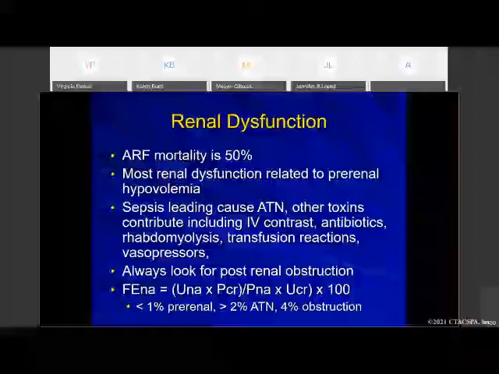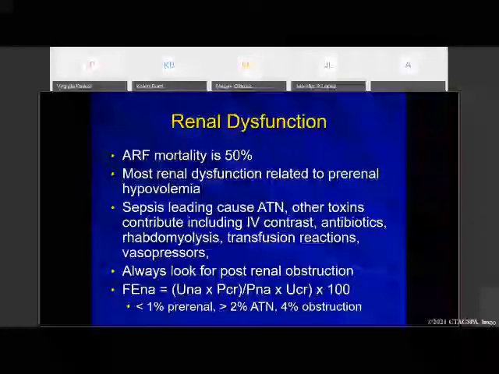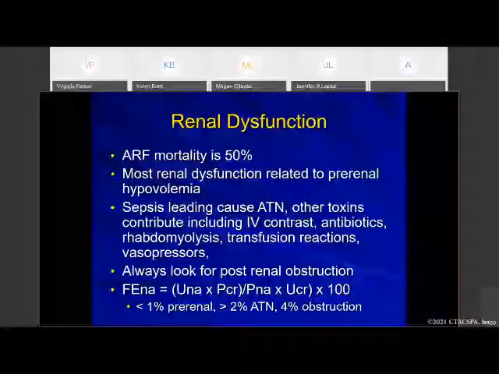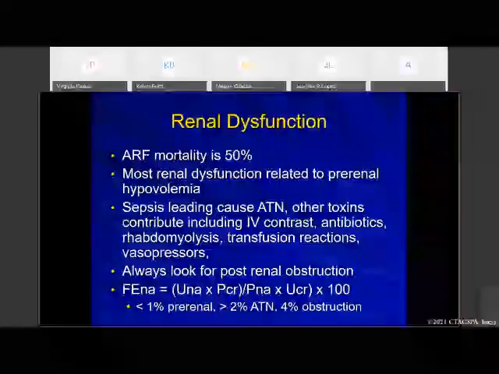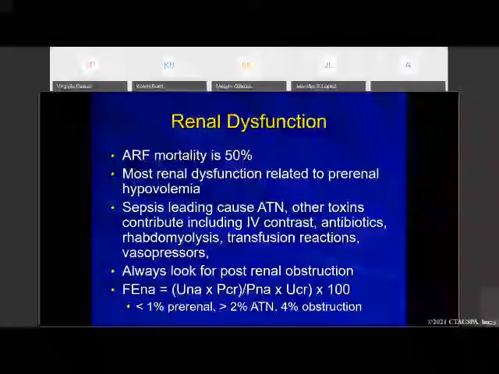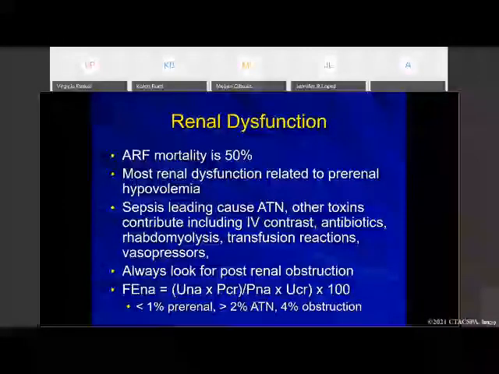So anyway, you always look for post-renal obstruction. Make sure the Foley's flushed if their urine output's down. And there's the FENA equation there. You'll need to know that. That'll be on your test, guaranteed. If it's less than 1%, it's pre-renal. If it's greater than 2%, it could be ATN, or it is ATN.